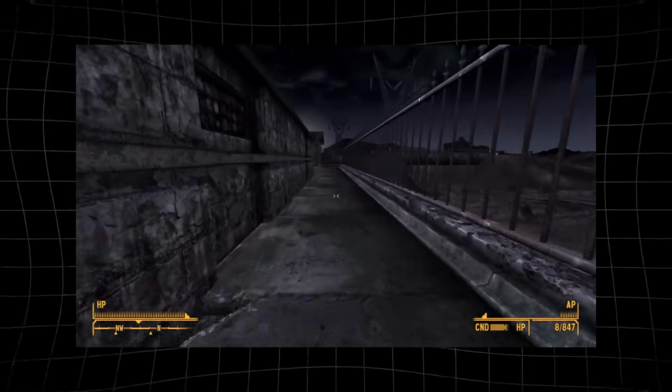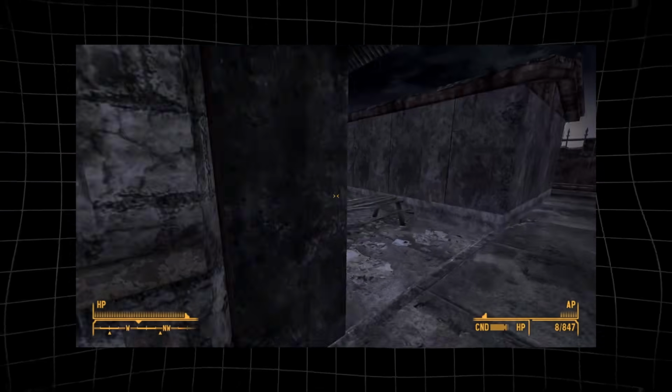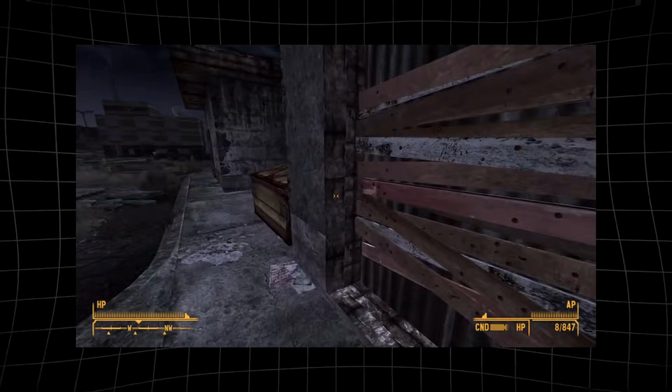The player character in Fallout 3 is the Lone Wanderer, a resident of Vault 101 who has lived their entire life in the sealed shelter, knowing nothing of the world outside.